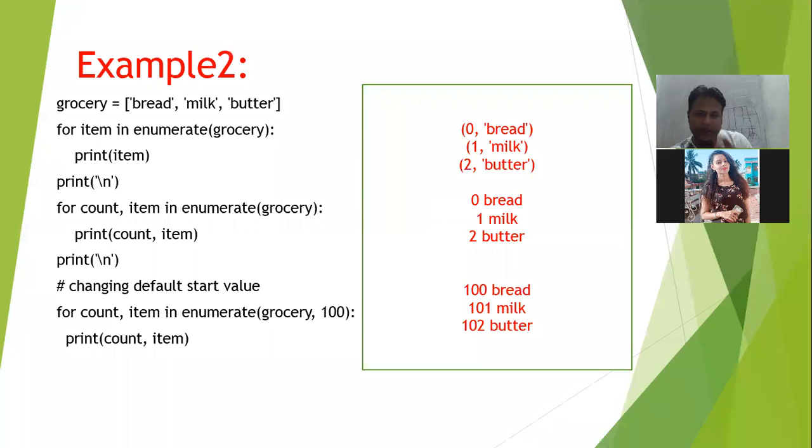The next we are passing grocery: bread, milk, butter, for item in enumerate grocery. So when you are using the enumerate function, by default it is printing 0 bread, 1 milk, 2 butter.